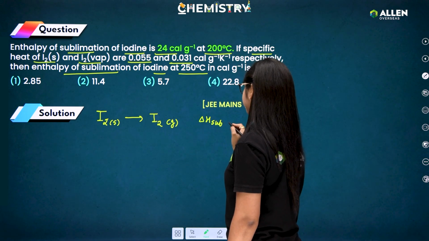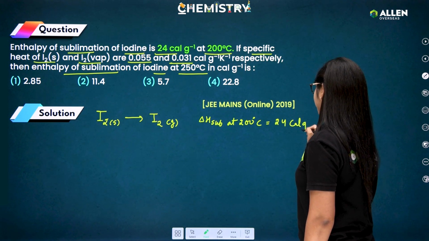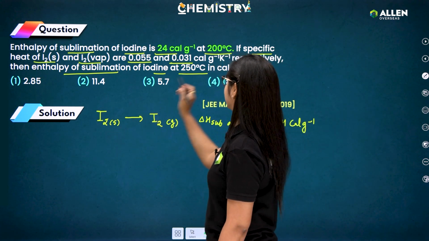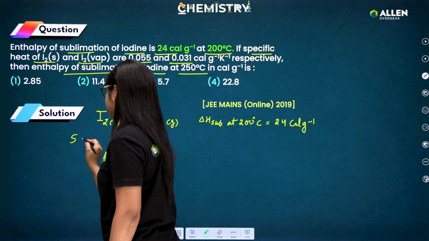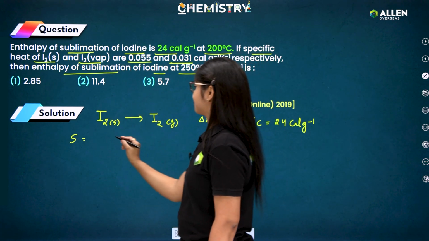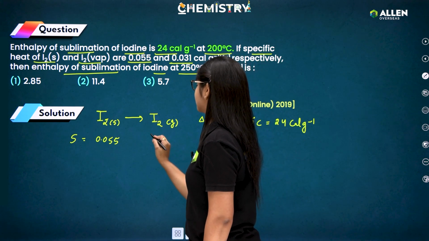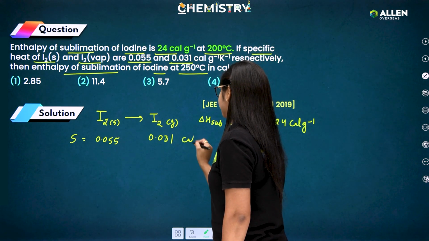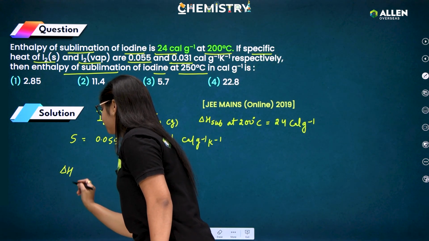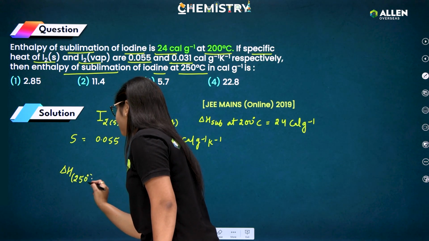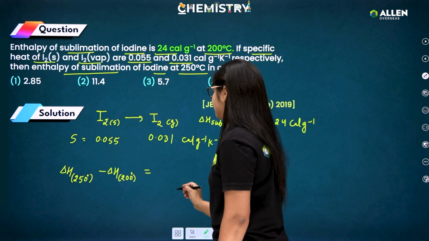So delta H sublimation at 200 degrees Celsius is given in the question, that is 24 calorie per gram. And the specific heat is given for the iodine solid, 0.055, and for iodine vapor or gas it is 0.031 calorie per gram per Kelvin. So we can directly apply the formula here. We have to find delta H at 250 degrees Celsius, that is delta H2, minus delta H at 200 degrees Celsius. This will be equal to delta Cp of the reaction.